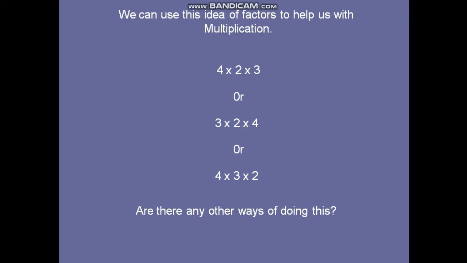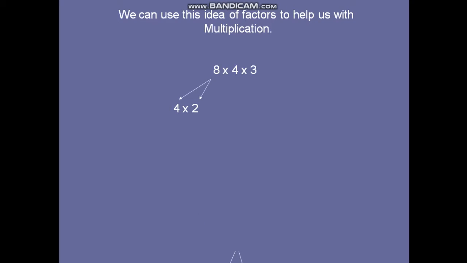We can use the idea of factors to help us with multiplication. So 4 by 2 by 3, or 3 by 2 by 4, or 4 by 3 by 2, is going to get you the same answer. Any other way of doing this, we will get the same answer every time. So we can use the idea of factors to help us with multiplication. That's the idea of factors.